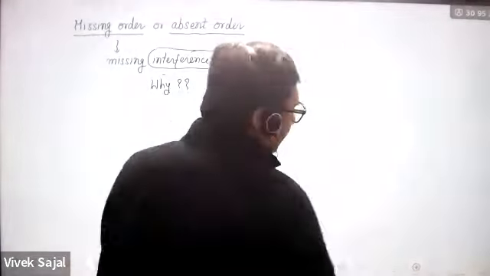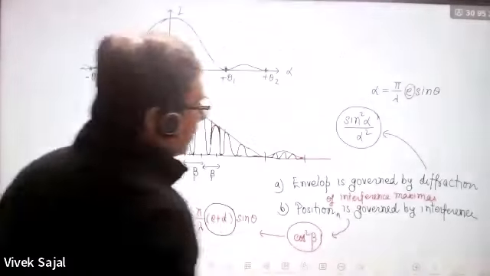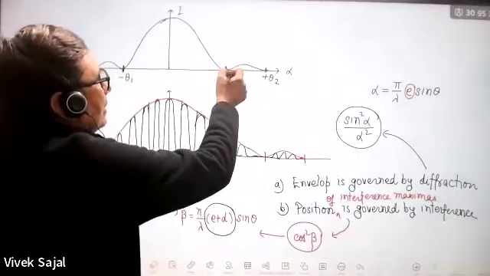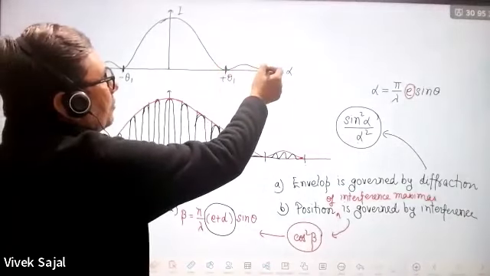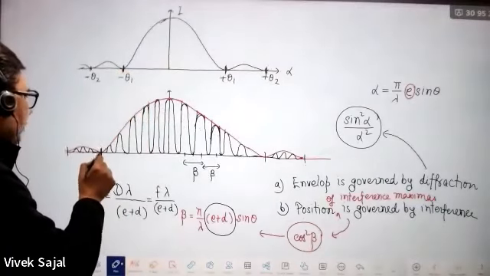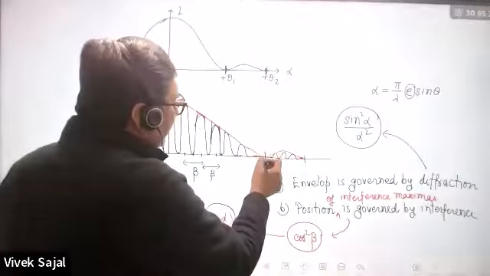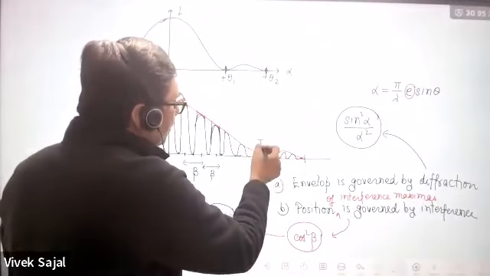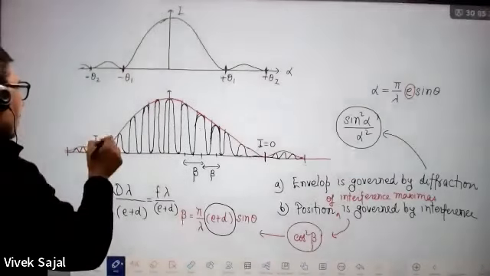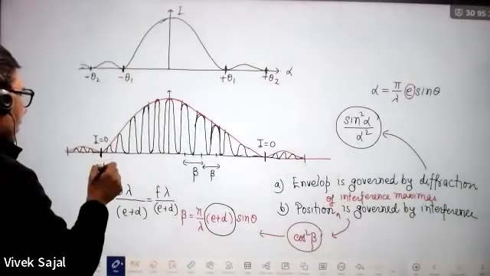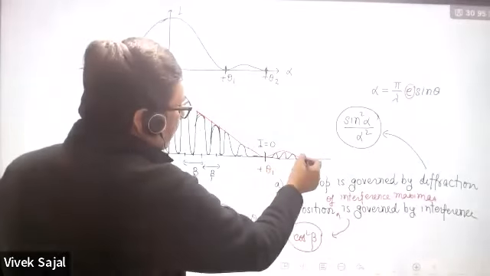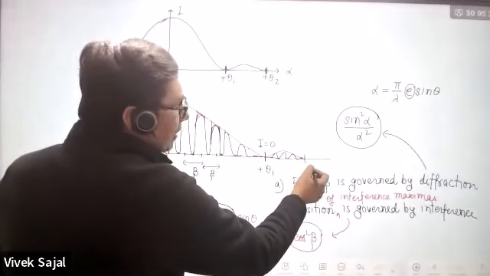Look here. Try to understand. This is the direction in which no light is propagating. Here, the intensity of the light is 0. No light is propagating. This is suppose minus theta 1. This is plus theta 1. This will be plus theta 2.